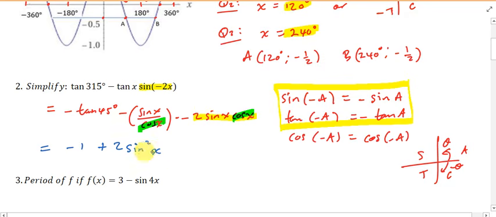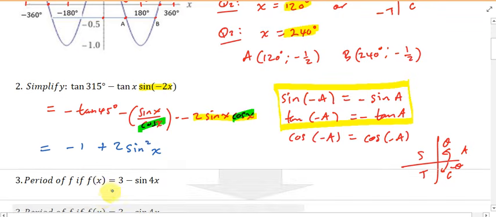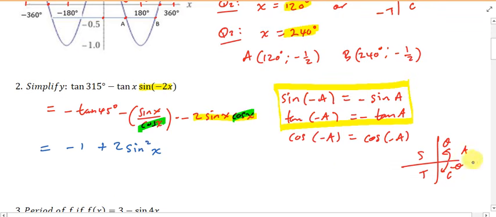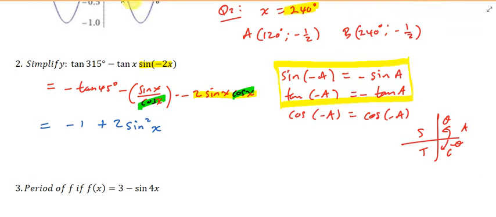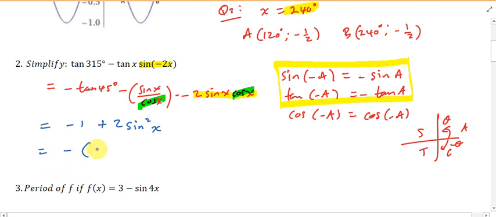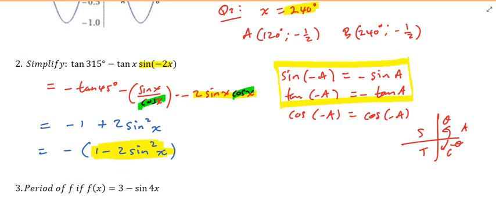And negative 1 plus 2 sine squared x, this here itself looks like a double angle, right? Double angle for which graph? For cos. So if we take out a negative, then we get negative into 1 minus 2 sine squared x, and 1 minus 2 sine squared x is one of the forms for cos 2x.